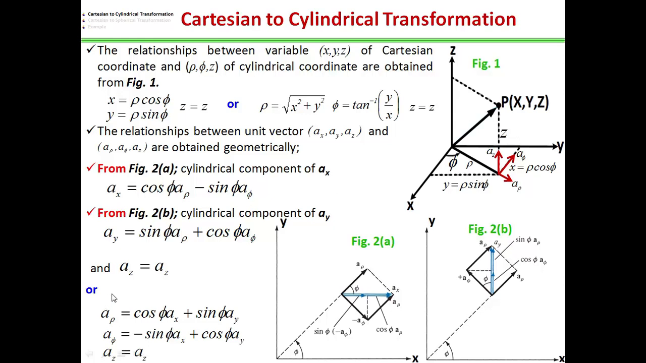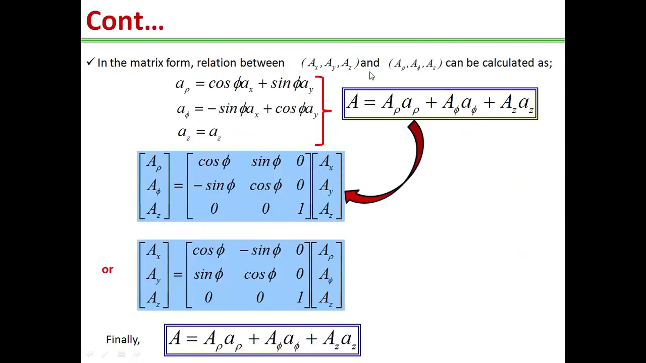So by manipulation of these three equations, we can find a rho is equal to cos phi ax plus sin phi ay, a phi is equal to minus sin phi ax plus cos phi ay, and az is equal to az. Now we will have the relation between the magnitude components of ax, ay and az with a rho, a phi and az.